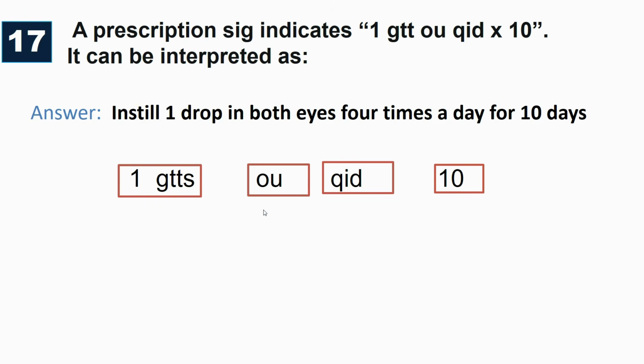Here is the explanation: the answer is instill 1 drop in both eyes 4 times a day for 10 days. So 1 GTT refers to 1 drop. OU refers to both eyes.